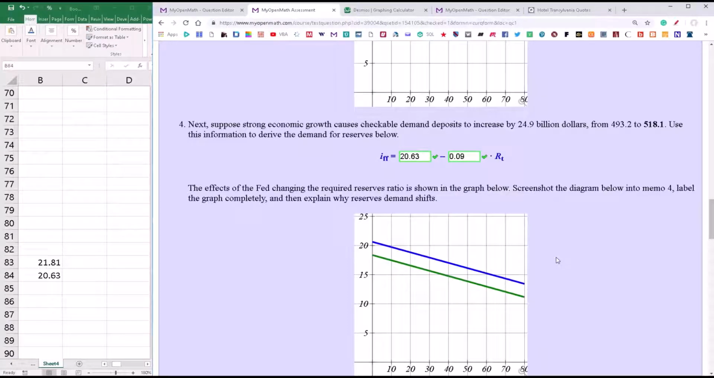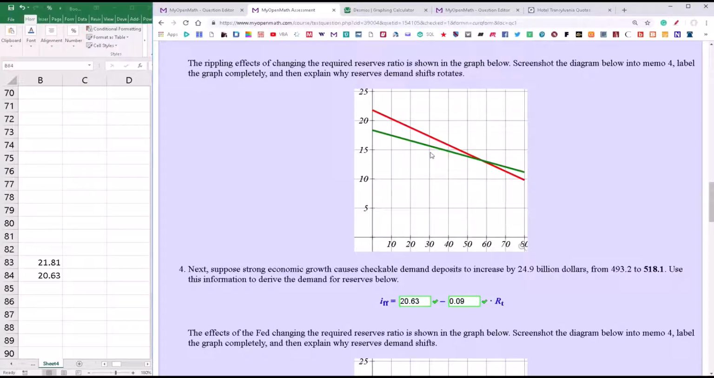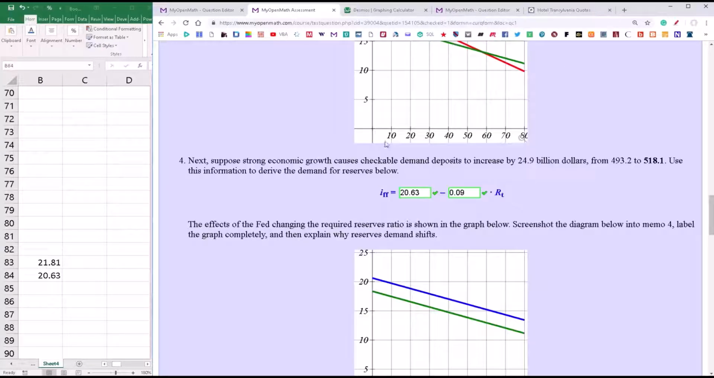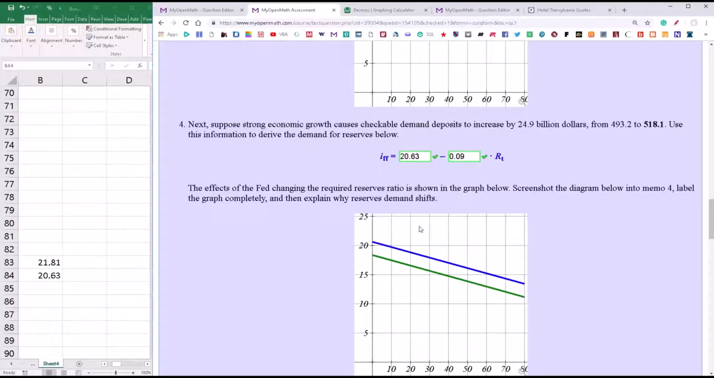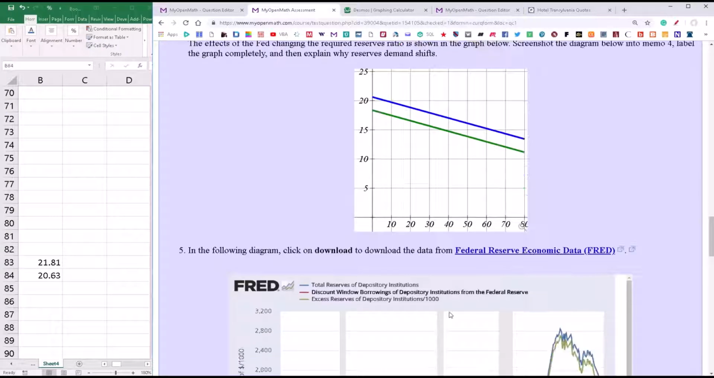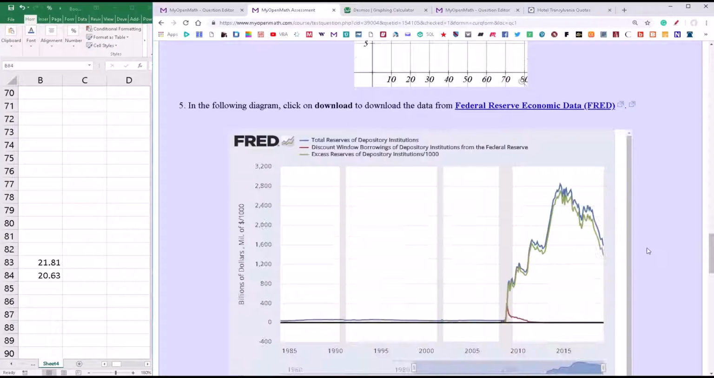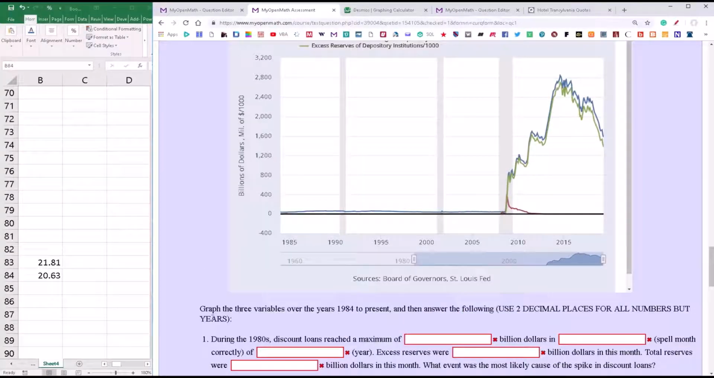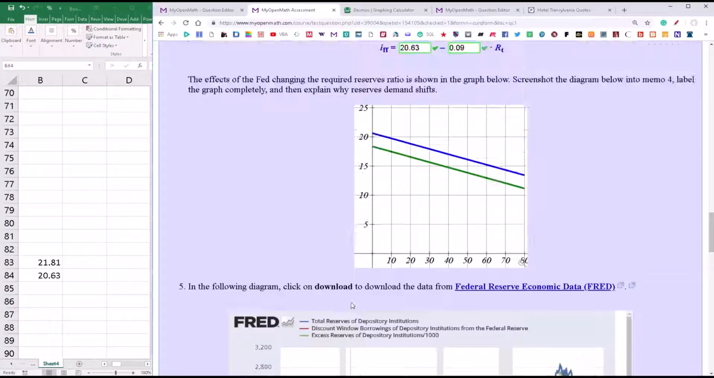Okay. So it's almost like a parallel shift, right? The Fed's action pushes the demand curve down to green. Surprising economic growth swells checkable deposits, which increases the intercept. But since we're holding everything else constant, we have a parallel shift out to blue. Okay. And then this data project down here, you can do that on your own. Just follow the instructions very carefully.